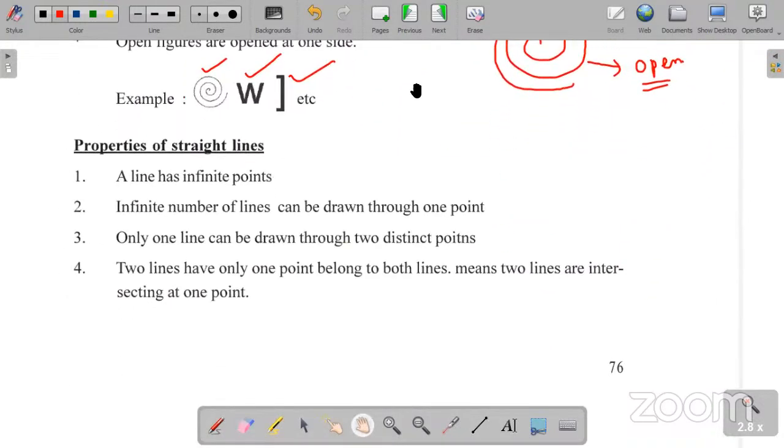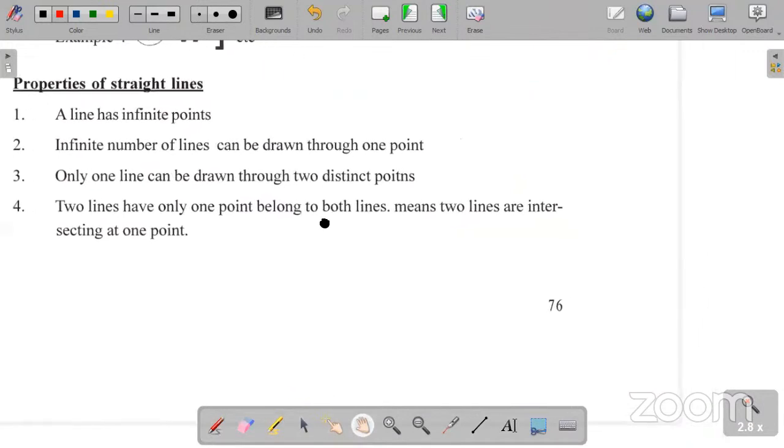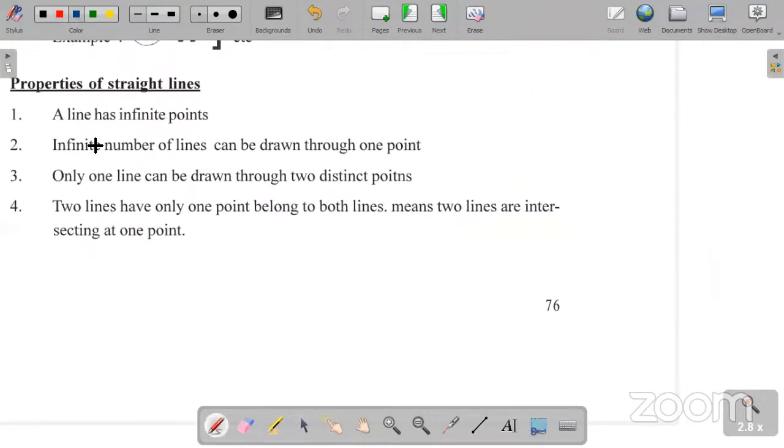Right. So now the properties of the straight line. A line has an infinite number of points. For example, you take a line. How many points are there? It consists of many points. So that means infinite points. Infinite number of lines can be drawn through one point. For example, you take one point. How many lines can you draw? Yes, one line.